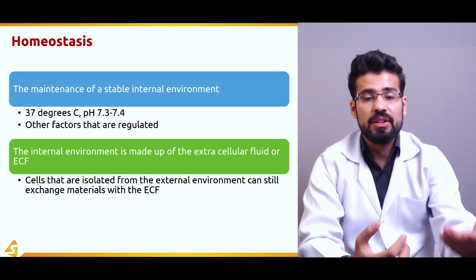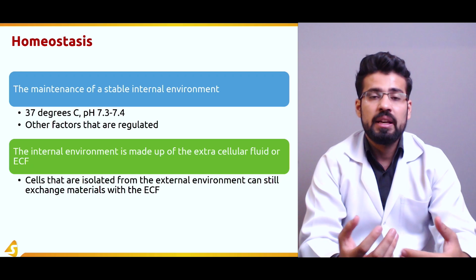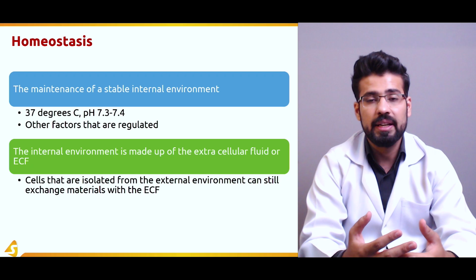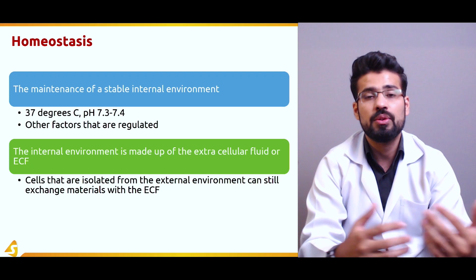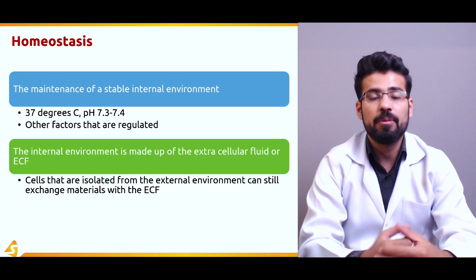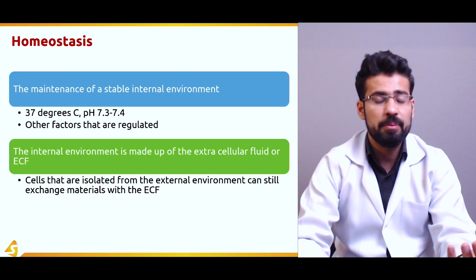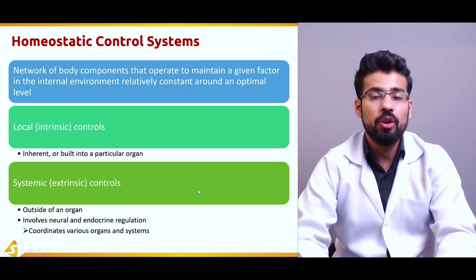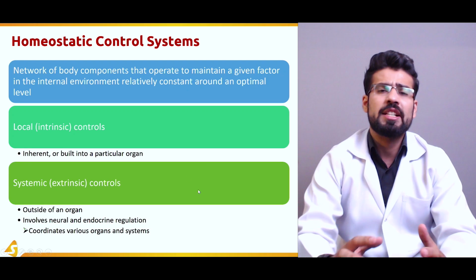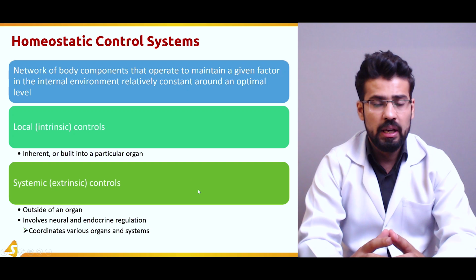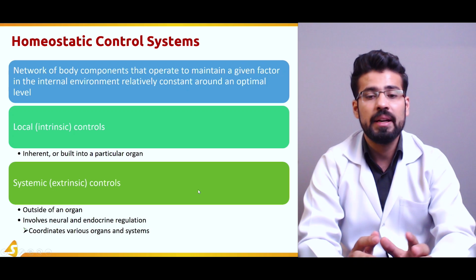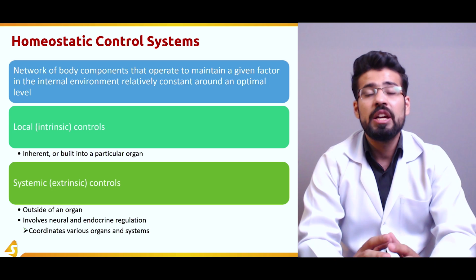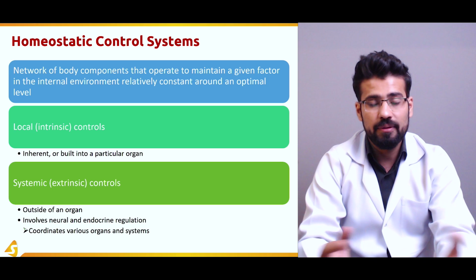That is how the extracellular fluid contains some specific ions. Similarly, the intracellular fluid contains some ions, and these two are maintained with the help of pumps, for example sodium-potassium pumps and sodium-calcium pumps as well. The homeostatic control systems are a network of body components that operate in a particular way under specific circumstances to keep the internal conditions relatively constant.